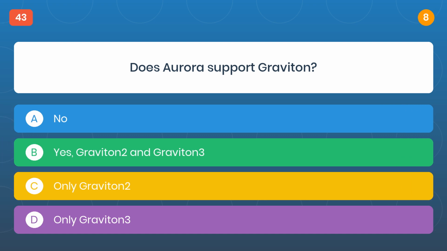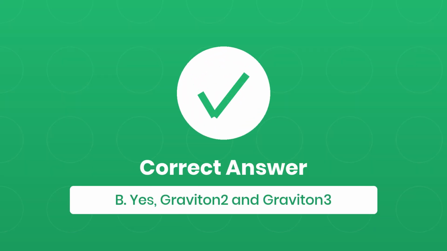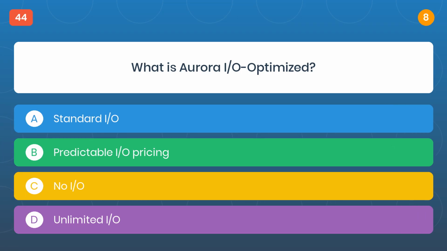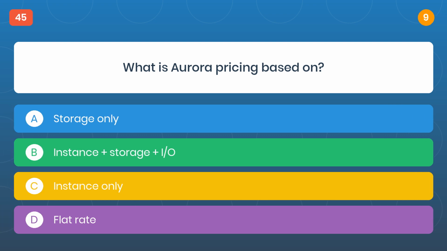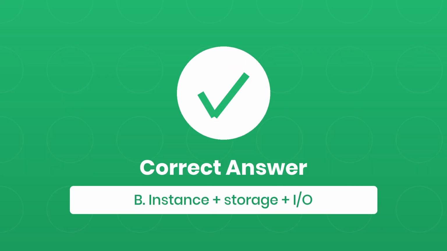Question 43. Does Aurora support Graviton? The correct answer is B, yes, Graviton 2 and Graviton 3. Question 44. What is Aurora I/O optimized? The correct answer is B, predictable I/O pricing. Question 45. What is Aurora pricing based on? The correct answer is B, instance plus storage plus I/O.